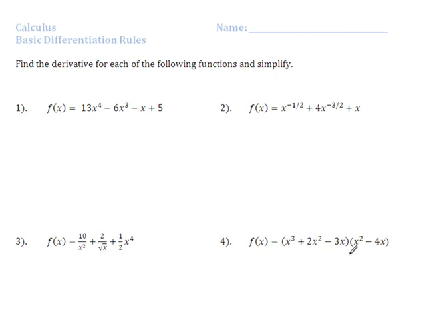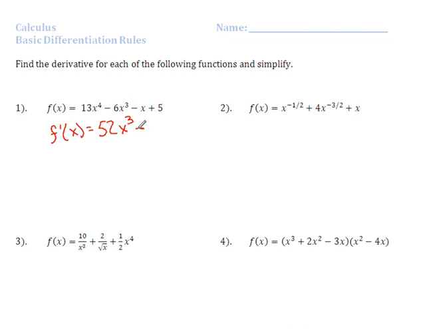All right, let's do some derivatives and see what sort of answers we come up with. 1 and 2 are very straightforward. All we're doing is the basic power rule. So we just need to bring the power down in front. In this case, 4 times 13 is 52. We now have x cubed because we decrease the exponent by 1.